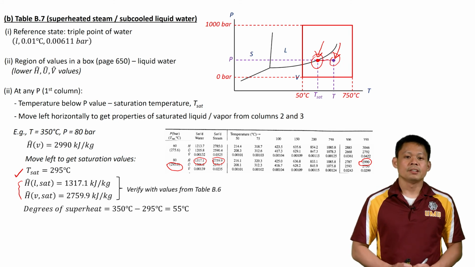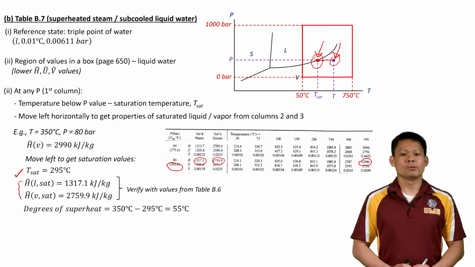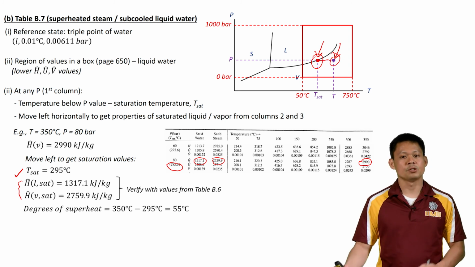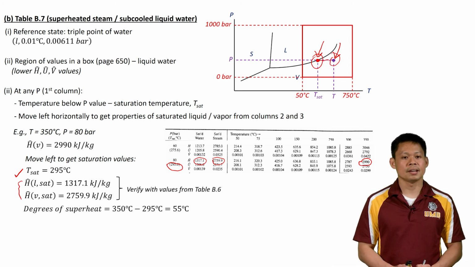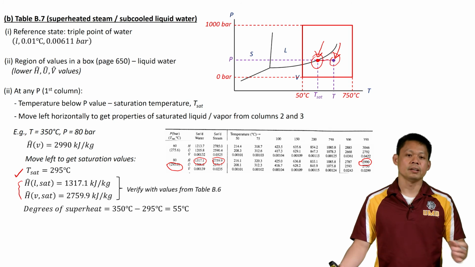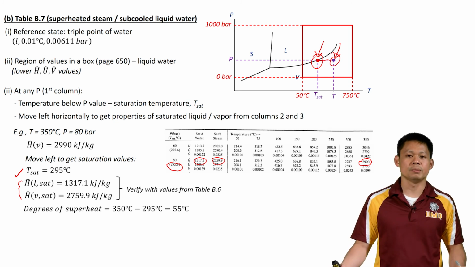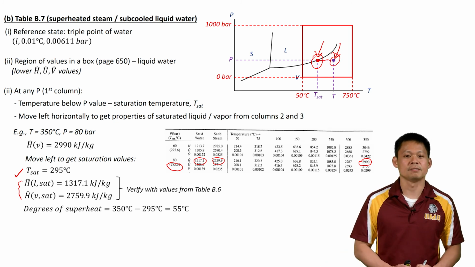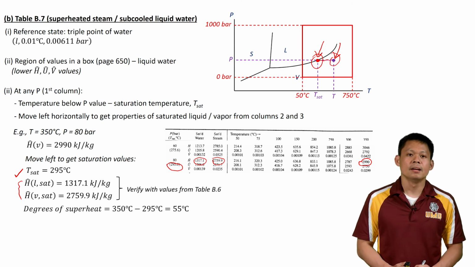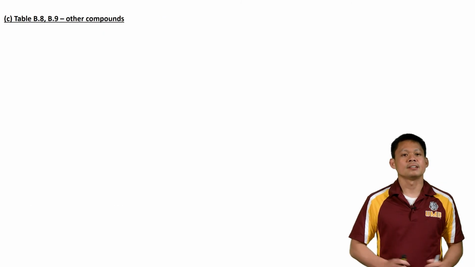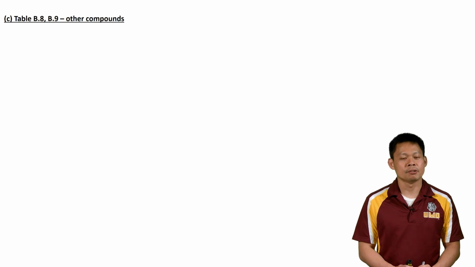So we can also calculate the degrees of superheat. This is just a review of what that means. The degrees of superheat is the temperature minus the saturation temperature. So in this case, we're at 350 degrees C. It only requires 295 degrees C to be saturated, so our degrees of superheat is 55 degrees C. So that's table B7. And lastly, I'm just going to introduce tables B8 and B9 really quickly.